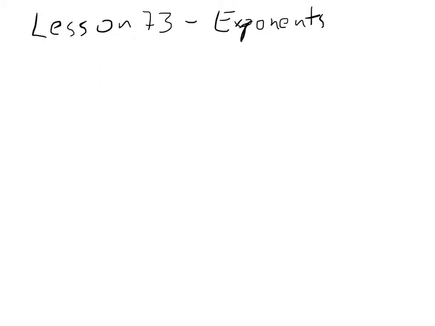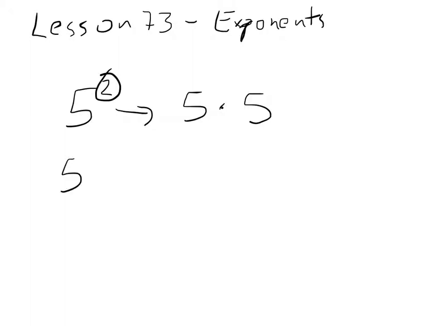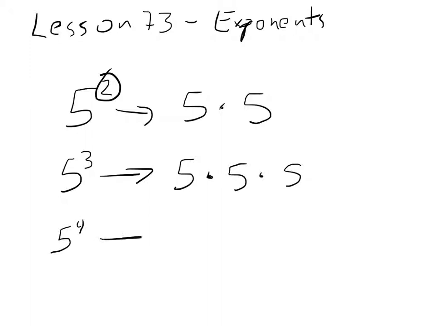All right, sixth graders, lesson 73, exponents, and we're also writing some decimal numbers as a review. Remember, we've used this, we said this is 5 squared, and really what this is 5 times 5. We have two 5s in a row. So 5 cubed means 5 times 5 times 5. And 5 to the 4th power means 5 times 5 times 5 times 5.